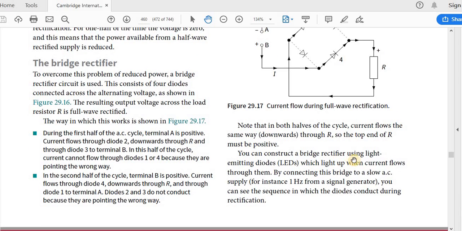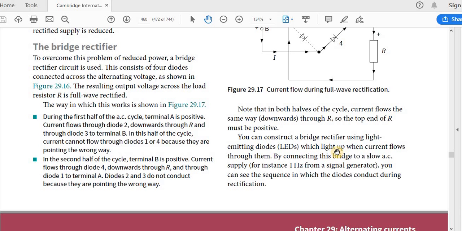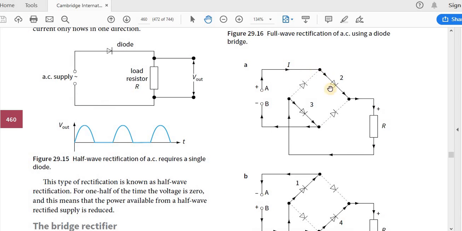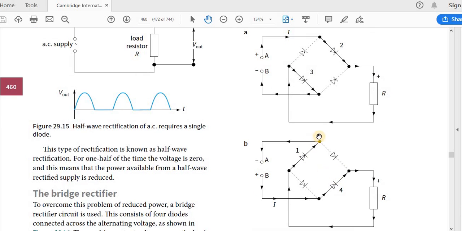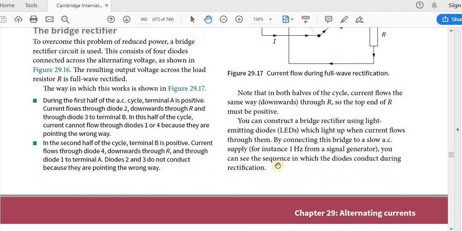Then you can construct a bridge rectifier using light emitting diodes. I already explained this at the beginning of the video, so I'm not going to explain it again. You can use LEDs which light up when current flows through them. By connecting this bridge to a slow alternating current supply, for instance 1 Hz from a signal generator, you can see the sequence in which the diodes conduct during the rectification. At one time these 2 diodes light up, the other time these 2 diodes light up. This way you can see the direction that the current is flowing. That's what is explained here.